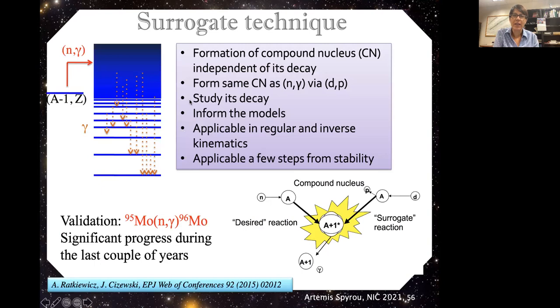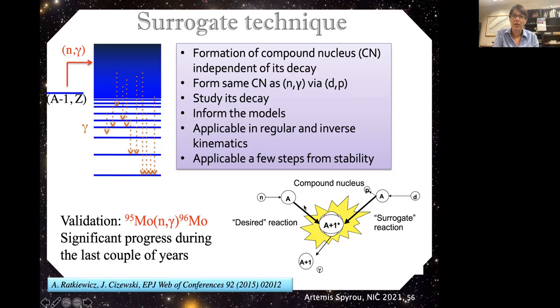One of these indirect techniques is what is called the surrogate technique. For this one, you would typically use a deuteron, but it could be other things, to sneak into the nucleus that neutron that we want to sneak in. So the desired reaction is a neutron going into nucleus A and creating A+1 excited. Instead of doing that, you would use a deuteron, and then the proton flies off, and again, you have the neutron sneaking in here and creating the same nucleus.